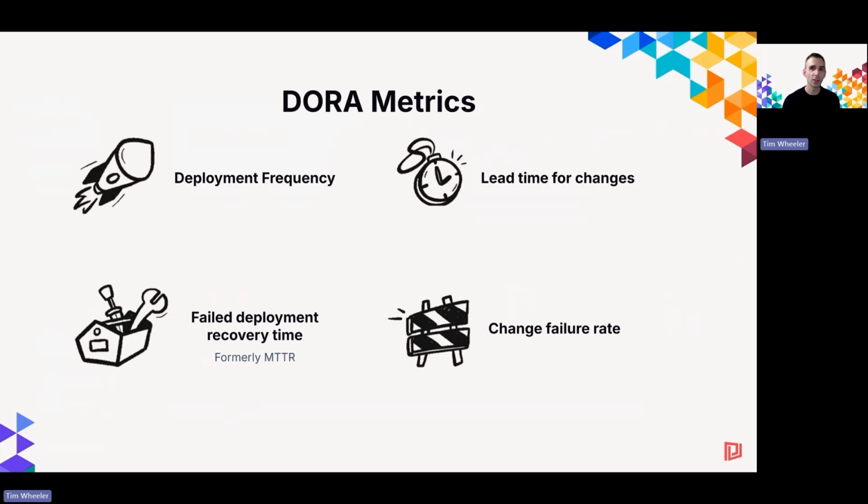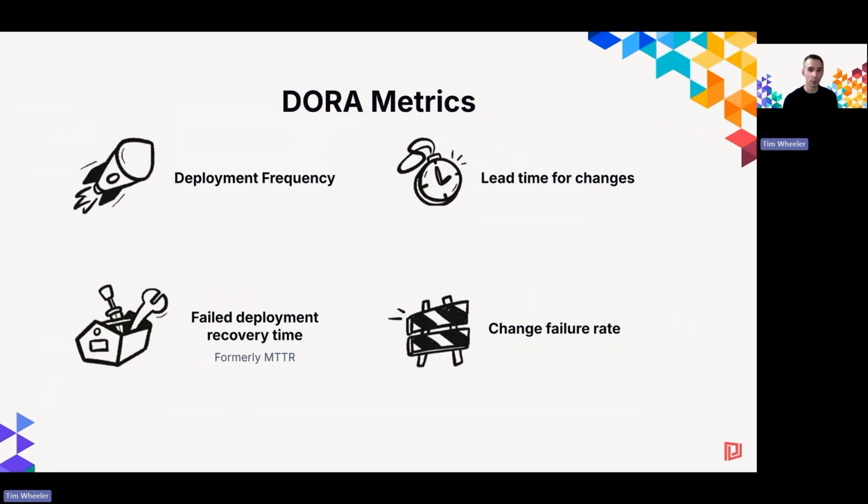Finally, we have change failure rate. That is the percentage of deployments that fail, or rather than fail, that cause an incident or an outage in production versus the total number of deployments that you're doing. These 4 metrics can be grouped into 2 categories.